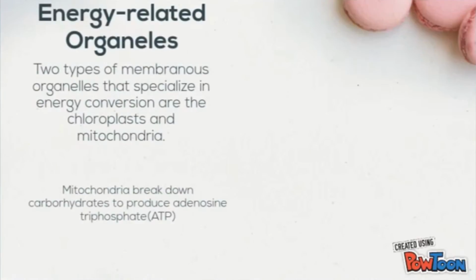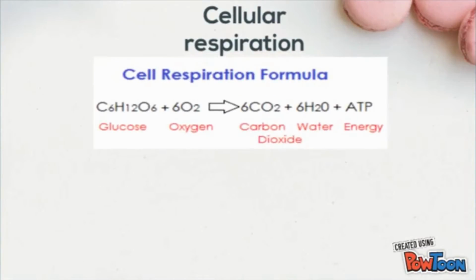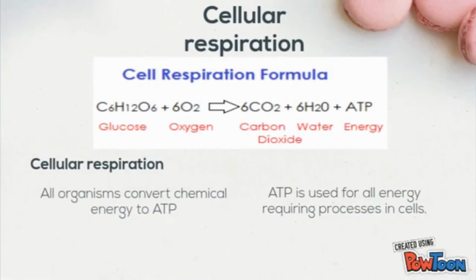Two types of membranous organelles that specialize in energy conversion are the chloroplast and mitochondria. Chloroplasts use solar energy to synthesize carbohydrate via photosynthesis. Mitochondria break down carbohydrate to produce ATP energy. Glucose plus oxygen equals carbon dioxide plus water plus energy. All organisms convert chemical energy to ATP. ATP is used for all energy-requiring processes in cells.